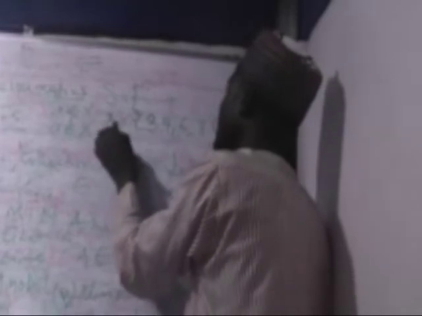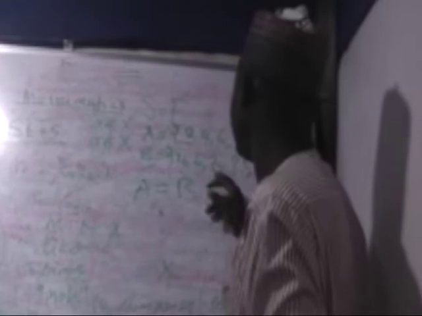So if, for example, we have set A with elements 2, 4, 6, and 8, and we have set B with elements 4, 6, 2, and 8, then we say that A is equal to B, because they have the same number of elements. So if they have the same number of elements, therefore A is equal to B.